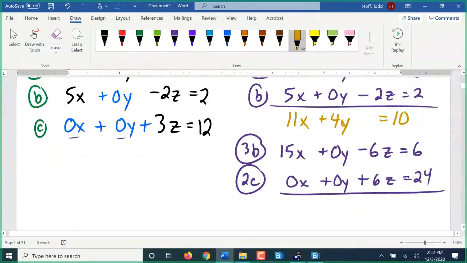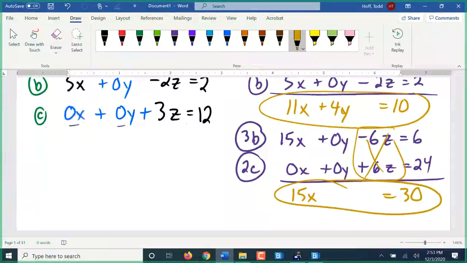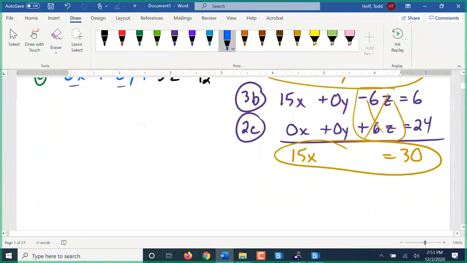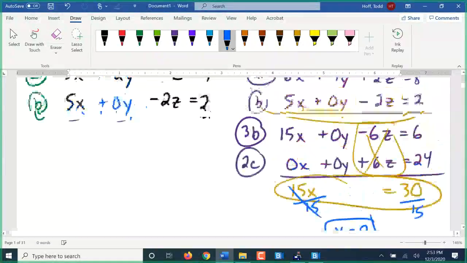So I go ahead and combine these equations. 15x plus 0x is 15x. 0y plus 0y is still 0y. Negative 6z plus 6z is 0z. That's gone. 6 plus 24 is 30. So there's my two-variable system with those two equations. And we do end up with one that is still just a single variable. So I'll divide by that 15, get x equals 2, and then work my way back through.